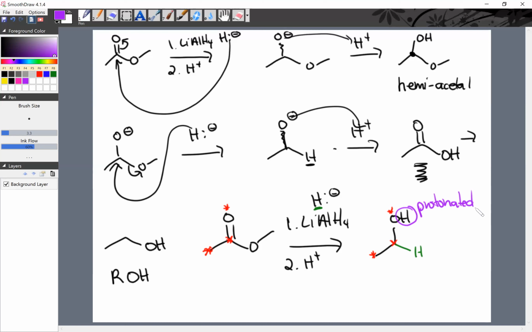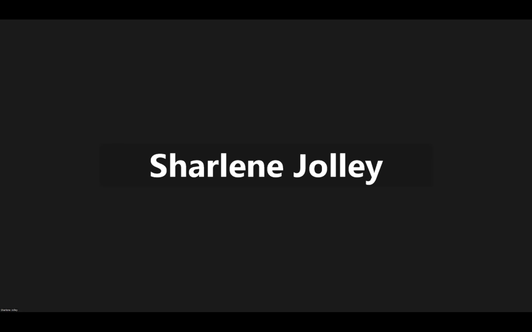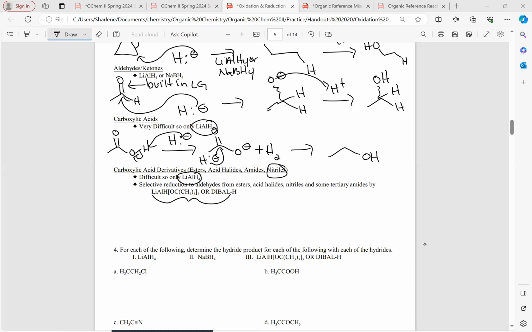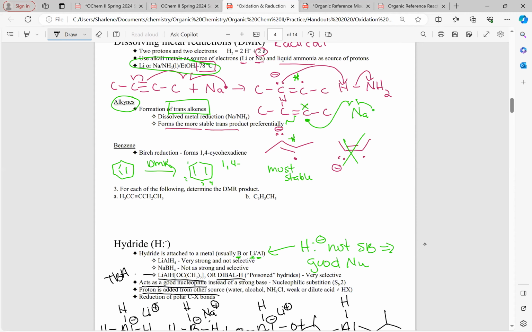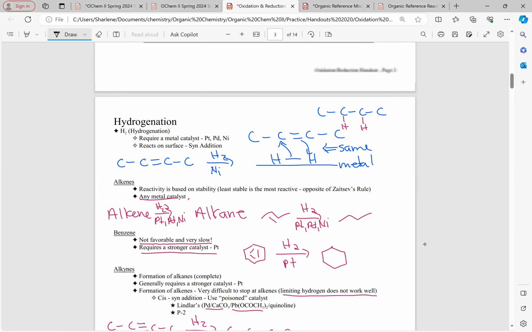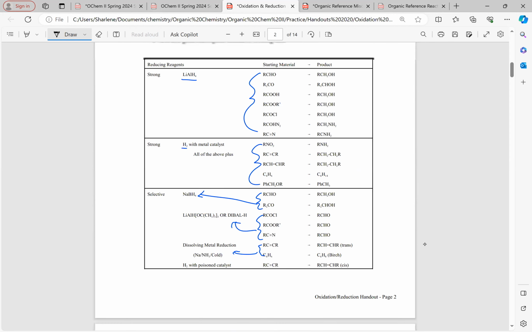All right, so the key is it's going to go all the way down to an alcohol. Now, before I do the other reagents, I want to go back up here and now make sense of this. Okay, so I have separated them into their strengths.